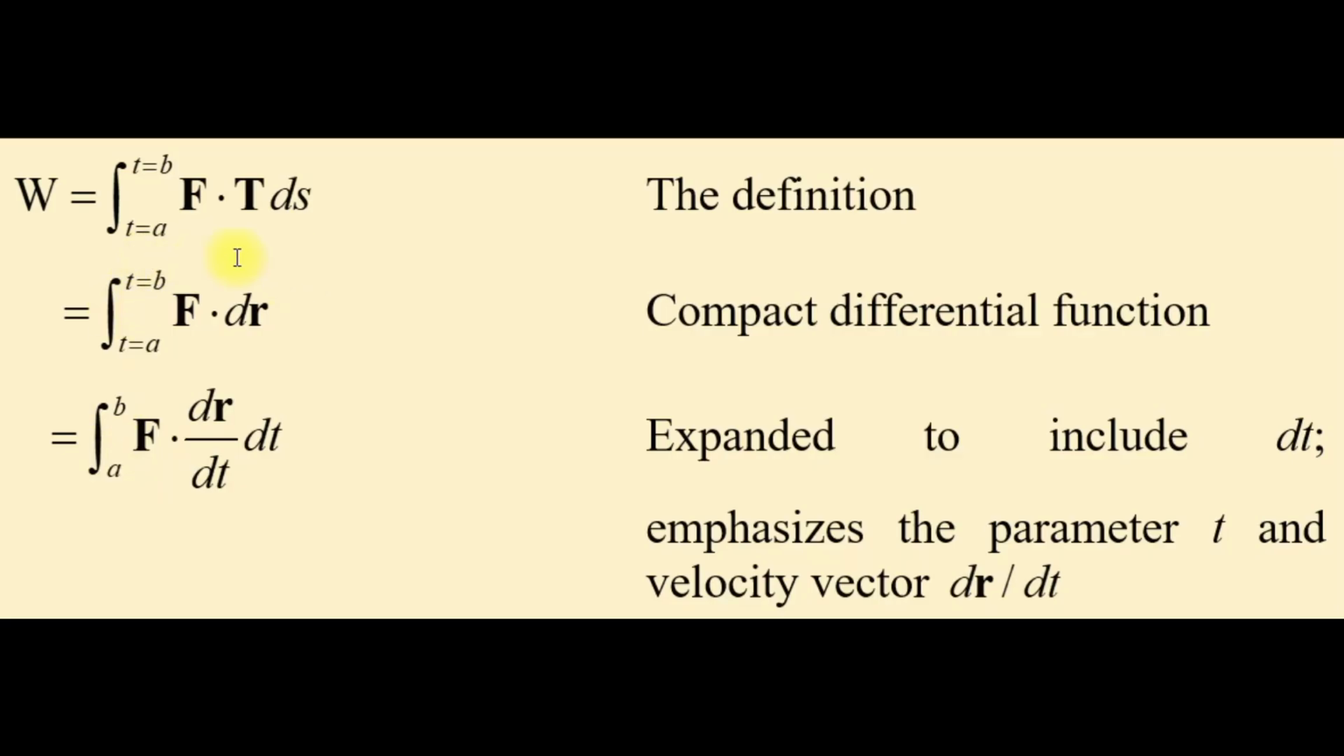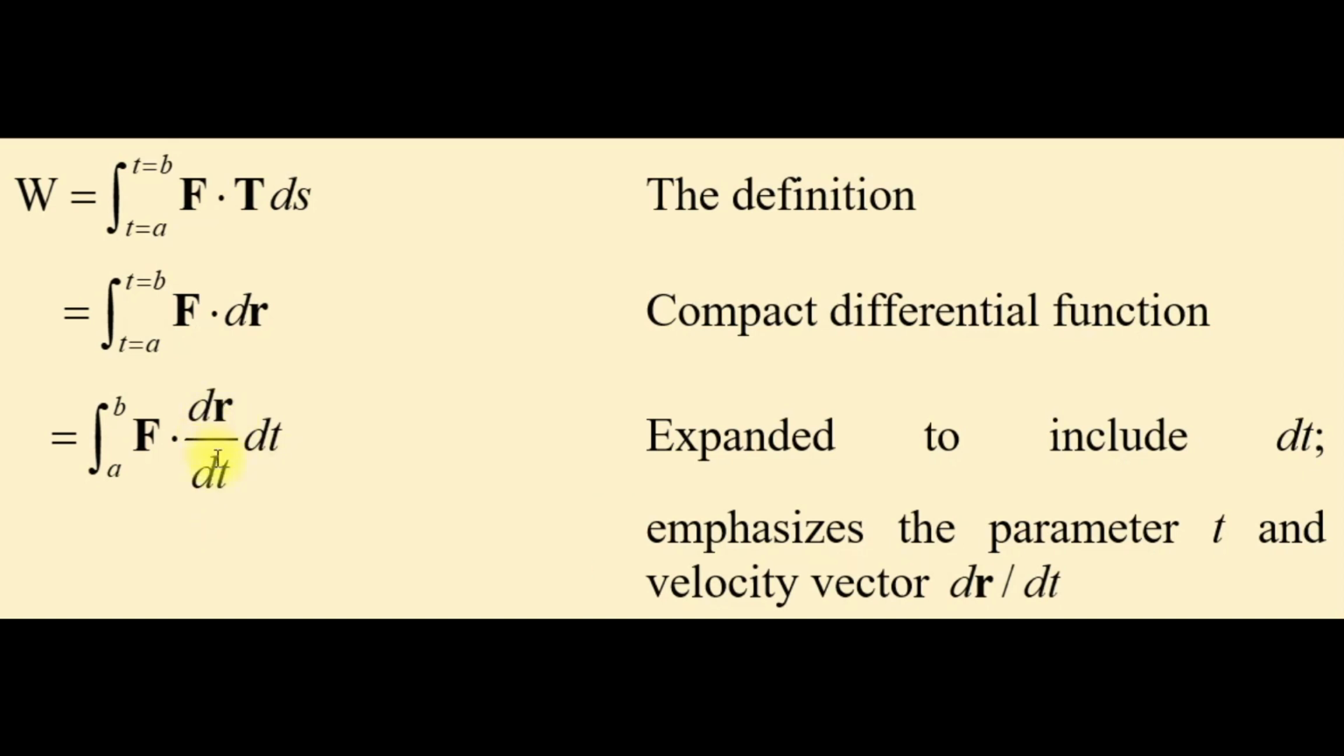We now discuss 6 ways to denote and write this line integral which denotes the work from A to B. We can also write, this is the definition, W is equal to the integral of F dot T ds, where small t varies from a to b, is the definition of the work integral. And this is a compact differential form, F dot dr. Here F dot dr, because T is the unit tangent vector, we have this form. Also, in order to include or to emphasize the parameter t, we have this form, integral from a to b of F dot dr by dt dt.